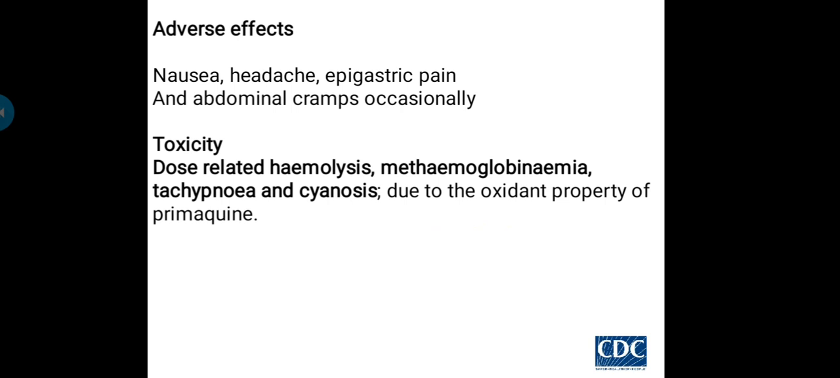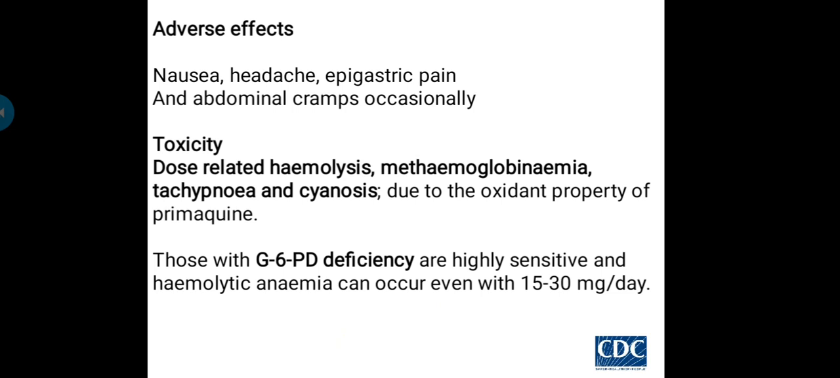So adverse effects: nausea, headache, abdominal cramps, and primaquine can increase the oxidative damage of the RBC. That's why it can cause dose-related hemolysis, methemoglobinemia, and rarely it can cause cyanosis due to the oxidant property of primaquine. And we have to screen whether the patient is G6PD deficient or not. Patients with glucose 6-phosphate dehydrogenase deficiency are highly sensitive, and hemolytic anemia can occur even with a 15-30 mg per day dose. That's why G6PD deficiency should be ruled out before giving primaquine.